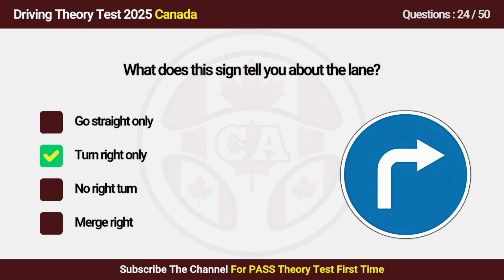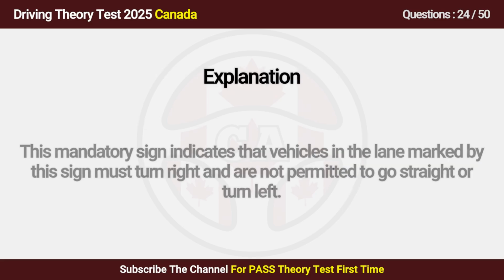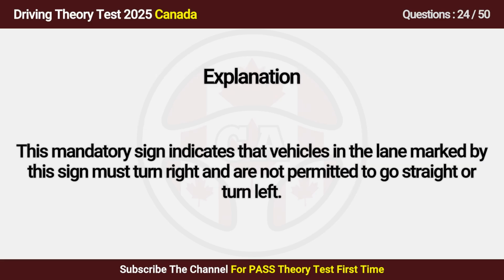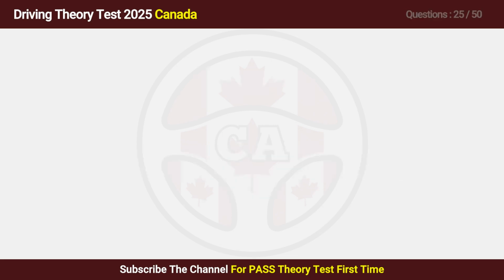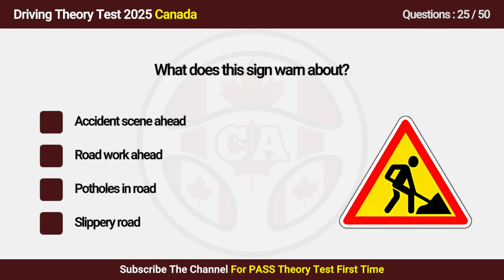Answer is B. Turn right only. This mandatory sign indicates that vehicles in the lane marked by this sign must turn right and are not permitted to go straight or turn left. Question 25. What does this sign warn about?